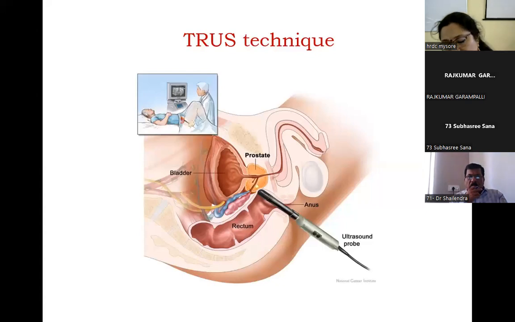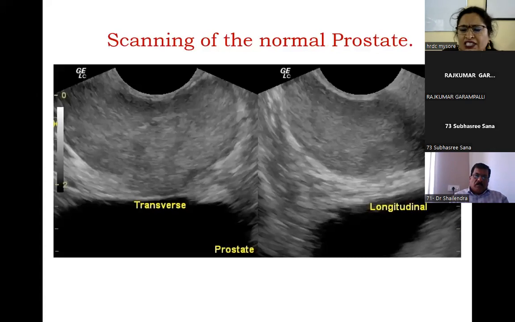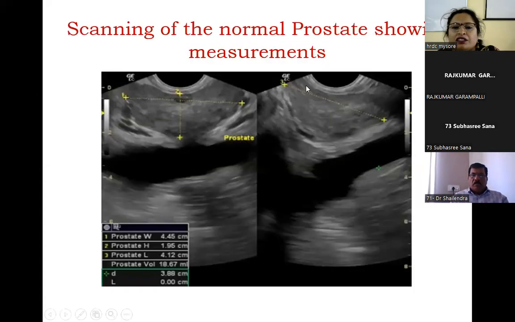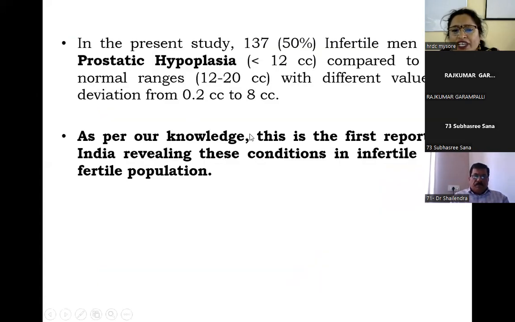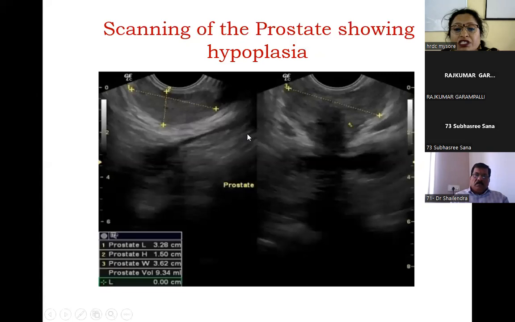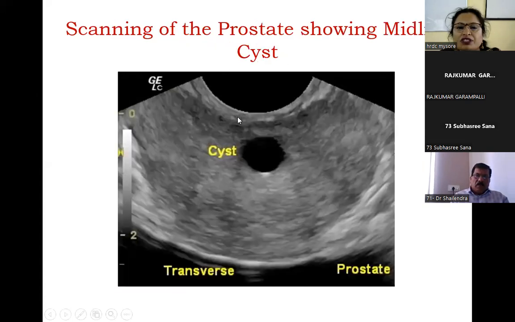Until then it is a scanning. Later on, for the internal prostate, vas deferens, and seminal vesicle, they do a transrectal ultrasound scan. Until then it is a color Doppler. This is the prostate, and this is the measurement of the prostate. In our study we can see a hypoplastic, reduced size of the prostate, and there is a huge cyst present in the prostate.